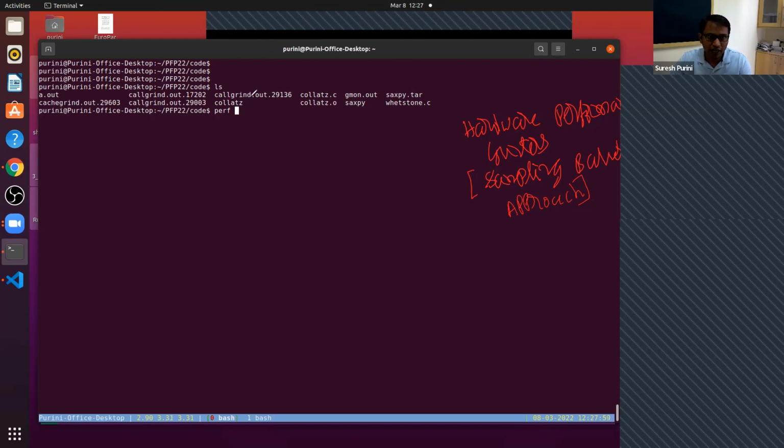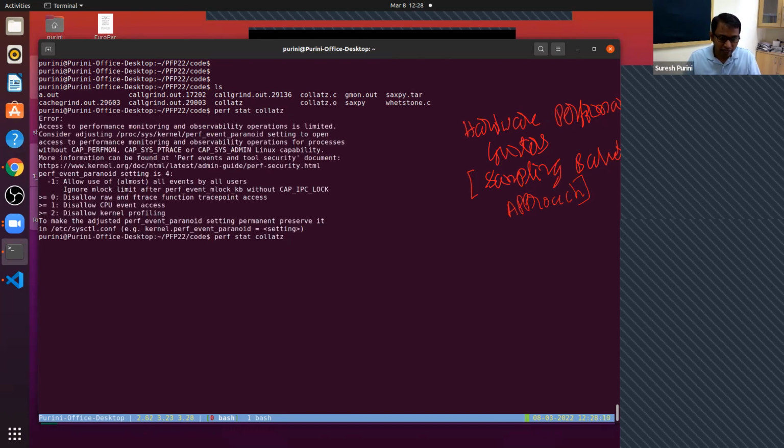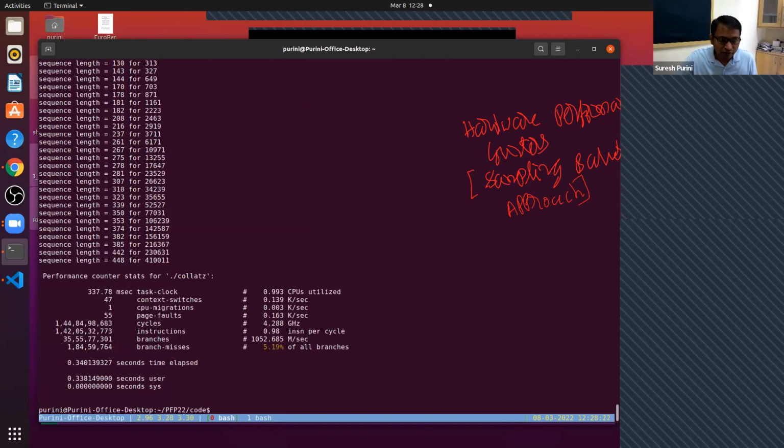Like for example, we can run perf stat collapse. And we need sudo permission to do this. See, now when we ran collapse, you can see that 0.993 CPUs are used. So immediately you can say this program is not a parallel program. You don't even need to look into the code. You don't know whether the person who wrote that code parallelized it or not.